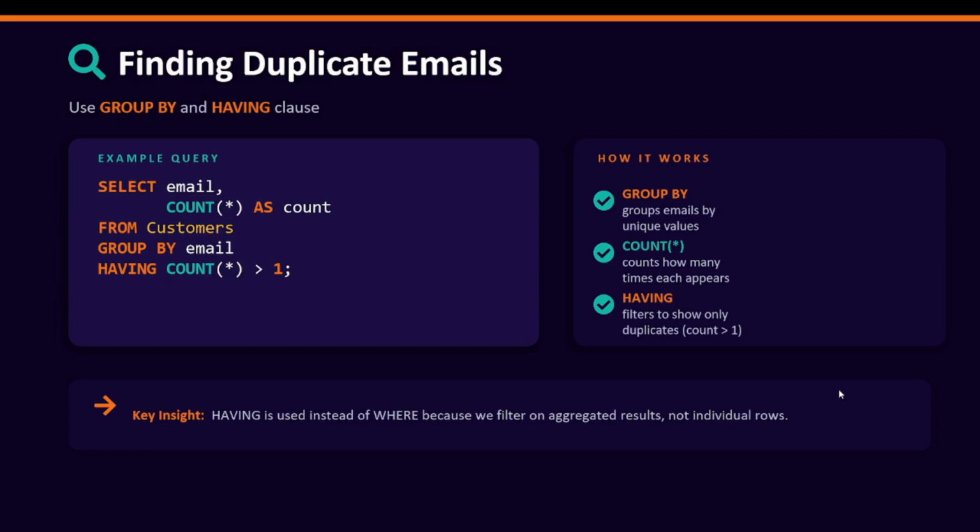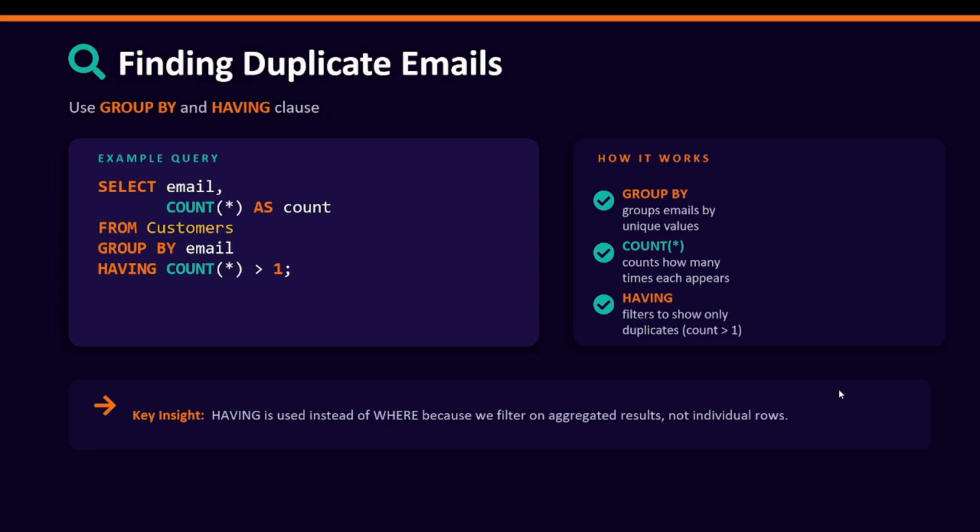The group by email clause is the first key step. It scans through every row in the customers table and groups together all rows that share the same email address. So if john@example.com appears 3 times in the table, all 3 rows are placed into one group. Each unique email address becomes its own group.